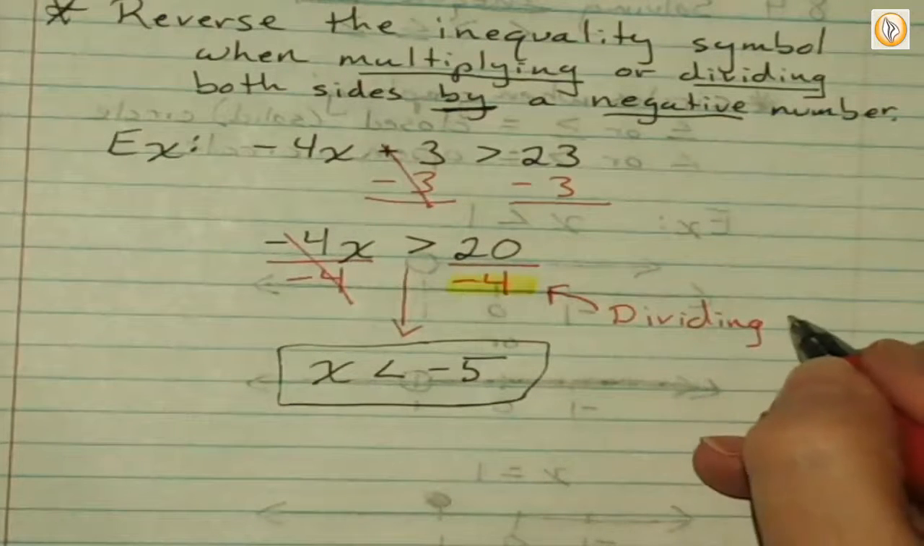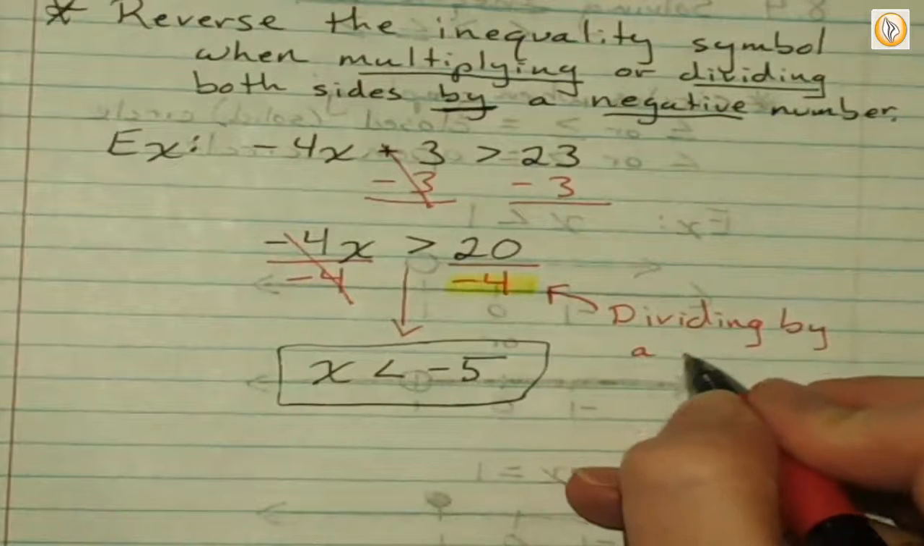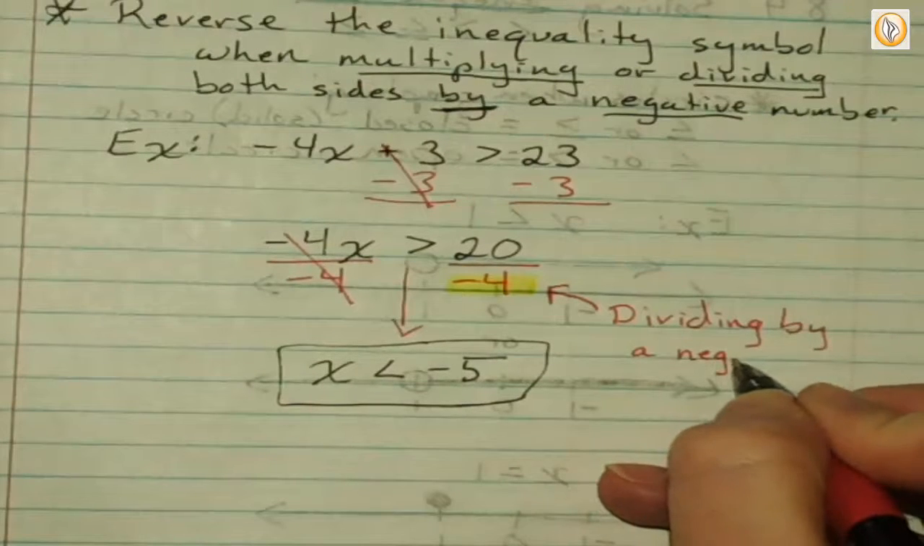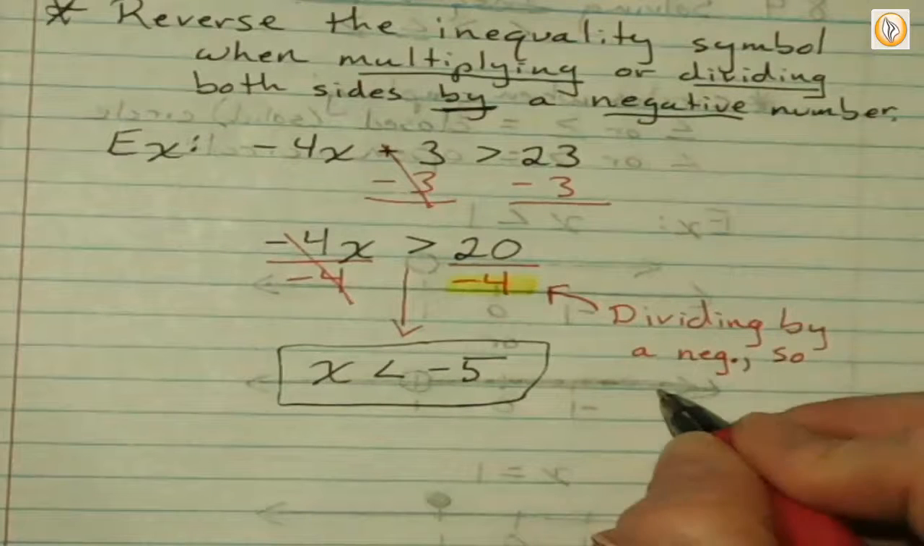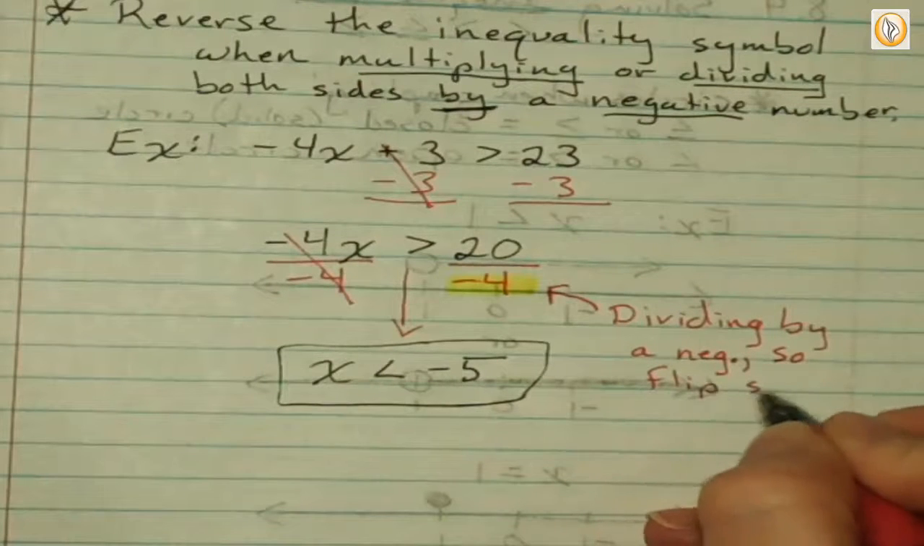All right, so when dividing by a negative, you're dividing by a negative, so flip the sign.